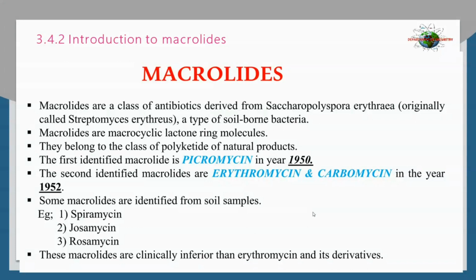a type of soil-borne bacteria. Macrolides are macrocyclic lactone ring molecules. They belong to the class of polyketide natural products. The first identified macrolide is picromycin in the year 1950. The second identified macrolides are erythromycin and carbomycin in the year 1952. Some macrolides are identified from soil samples. Examples are spiramycin, josamycin, and rosamycin. These macrolides are clinically inferior to erythromycin and its derivatives.